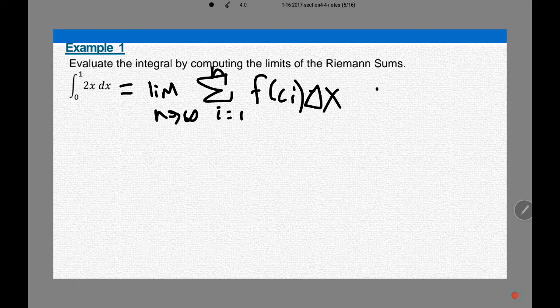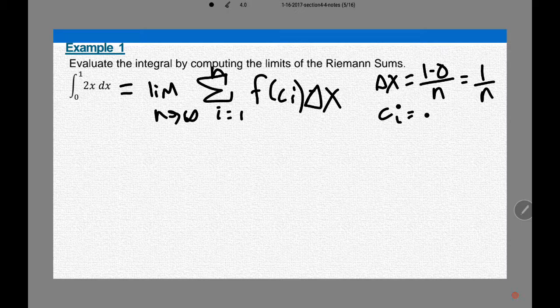So our delta x, you might remember, would be b minus a over n. So 1 minus 0 over n. So in this case, it's 1 over n. And our evaluation points are just our lower bound, which is 0, plus i delta x.